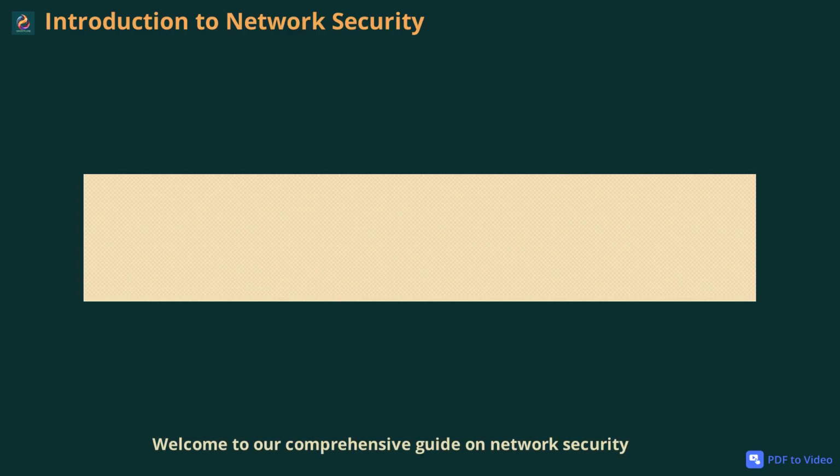Welcome to our comprehensive guide on network security. In today's digital world, protecting information is more critical than ever. This video will walk you through the essential components of network security, including firewalls, VPNs, IDS, IPS, and SIEM systems. We'll explore how these technologies work together to safeguard sensitive data and ensure the integrity, confidentiality, and availability of your network resources. Whether you're a student, professional, or simply curious about cybersecurity, this journey will help you understand the building blocks of a secure network environment.